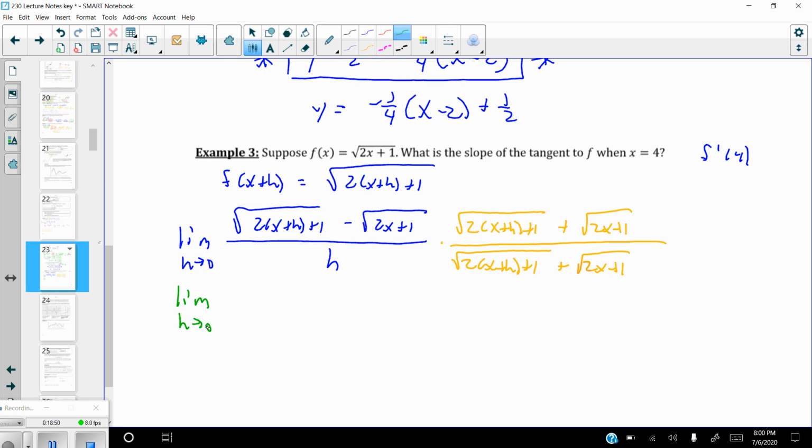Multiplying the first times the first is just going to give me what's underneath. So it'll be 2 times x plus h, plus 1, minus, since the outsides and insides go away, last times last, which is going to give me the same square root, so we end up with 2x plus 1. Keep that in parentheses so we don't forget to distribute. And then don't distribute the denominator. It'll just be easier to simplify.